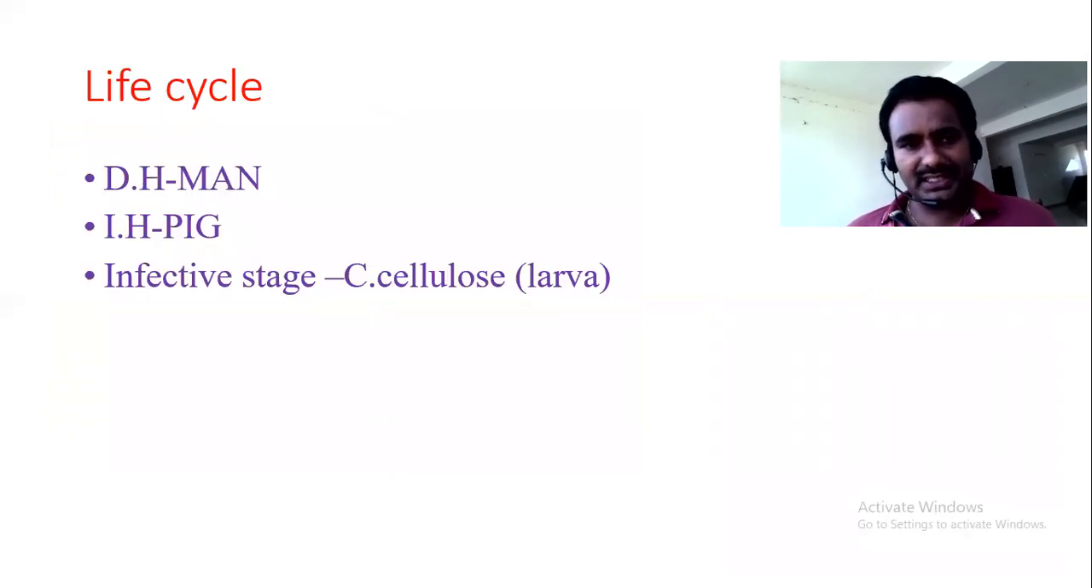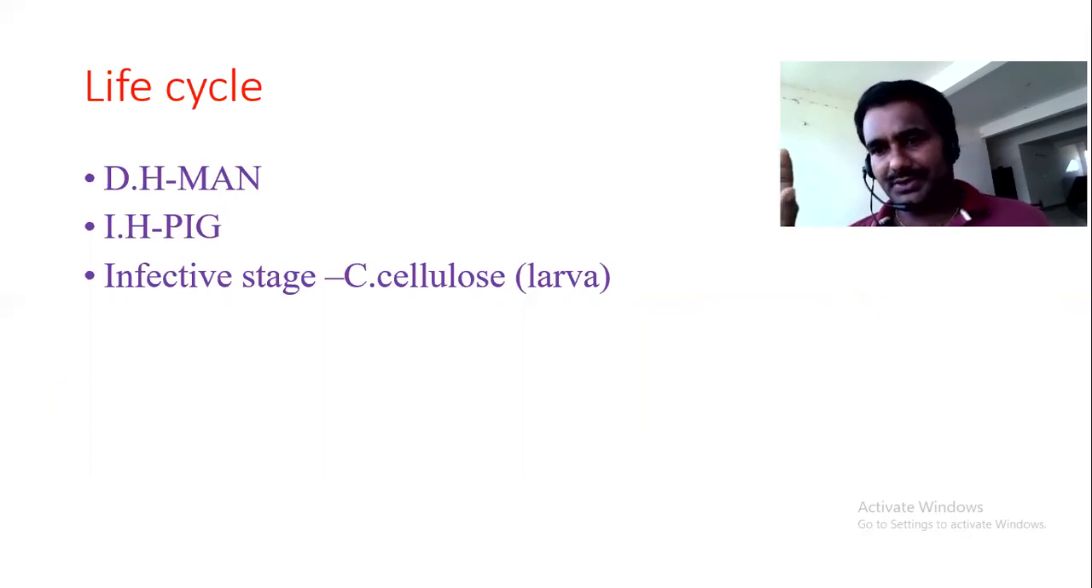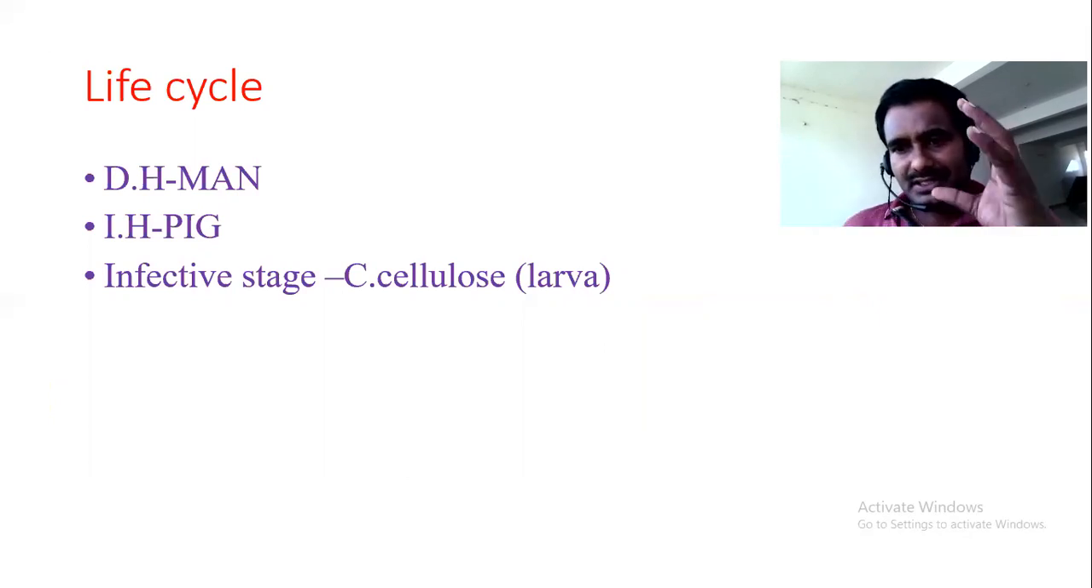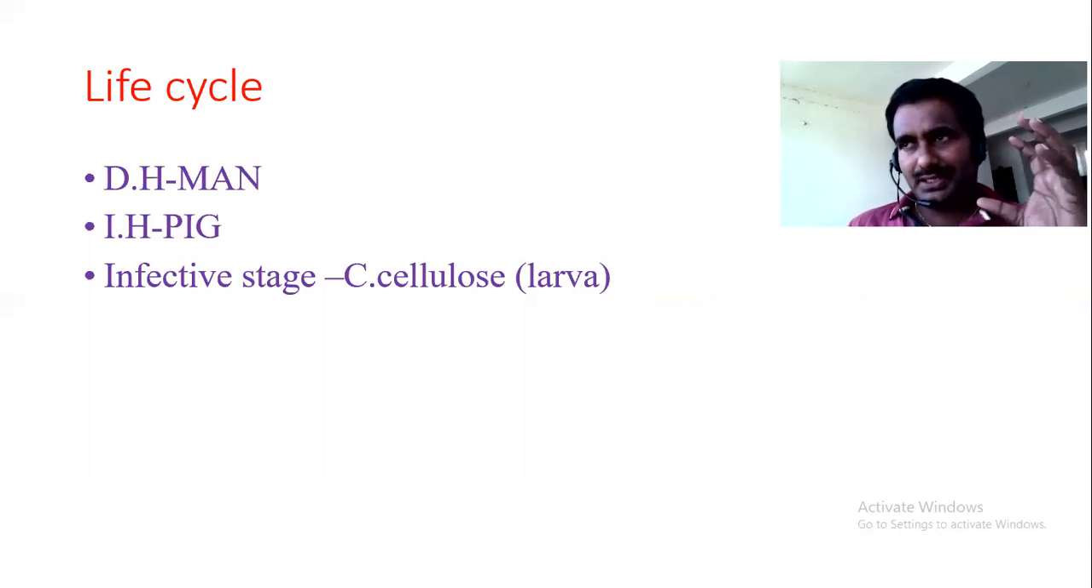Next, life cycle. The life cycle is completed in two hosts, that is a definitive host and an intermediate host. The definitive host for both Taenia solium and Taenia saginata is man, that is humans. The intermediate host is the pig for solium, and cattle for Taenia saginata. The infective stage is Cysticercus cellulosae.